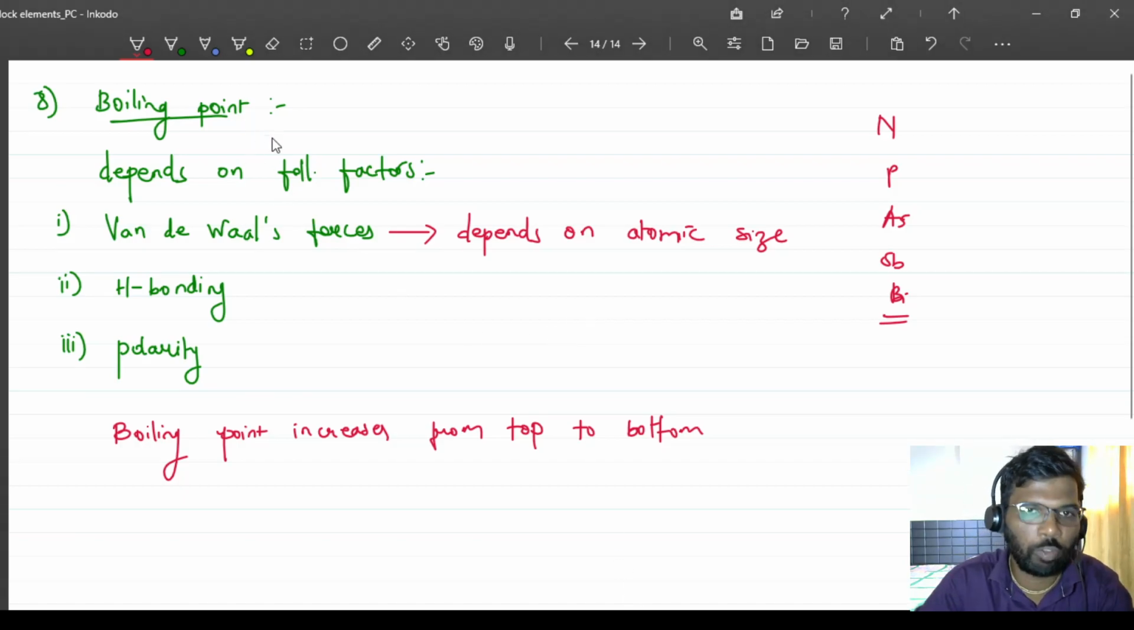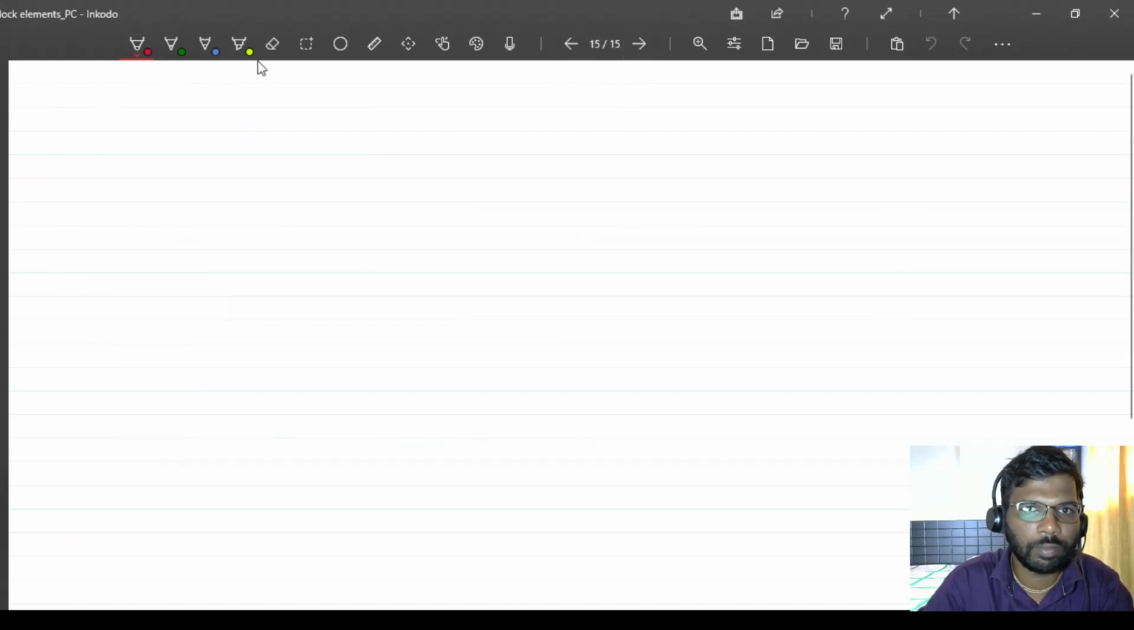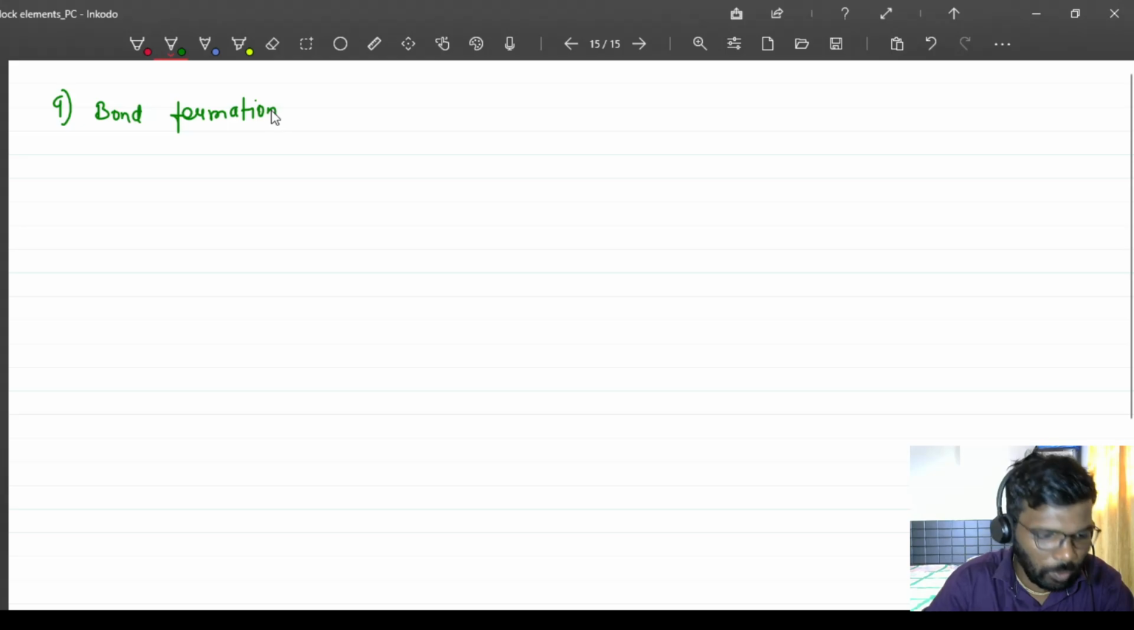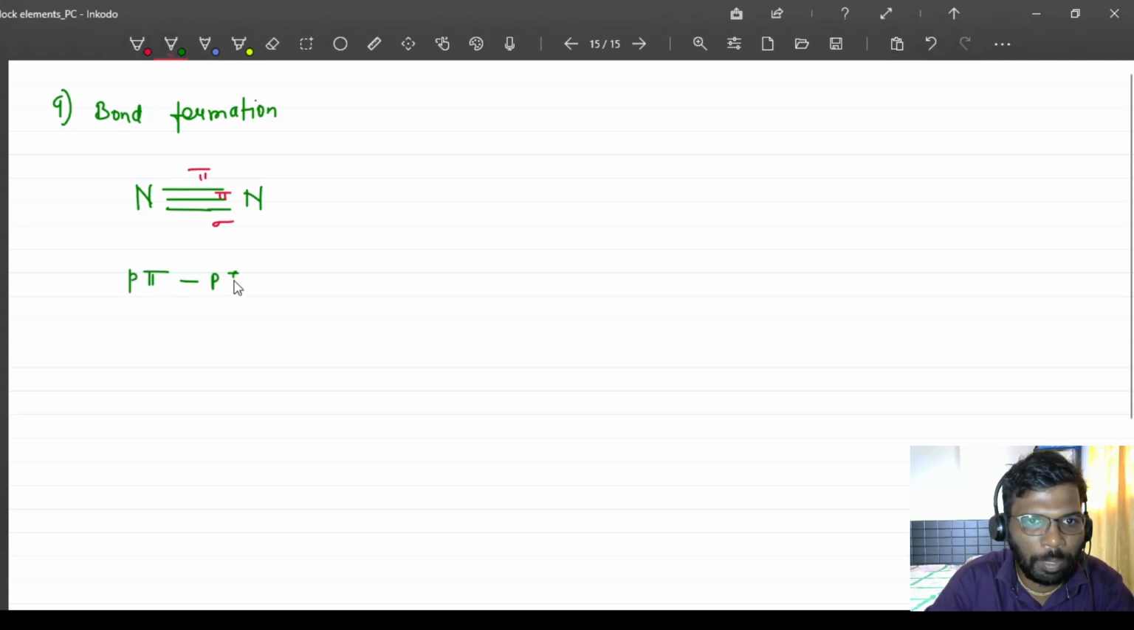Next is bond formation. Now, nitrogen is forming a triple bond with another nitrogen. This is a pi bond, this is another pi bond, and this is a sigma bond. So basically it forms p pi p pi bonding. Why am I calling this a p pi?